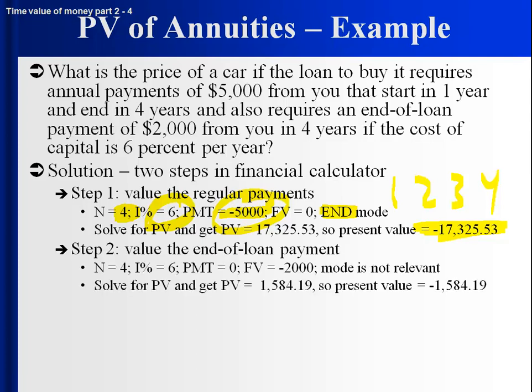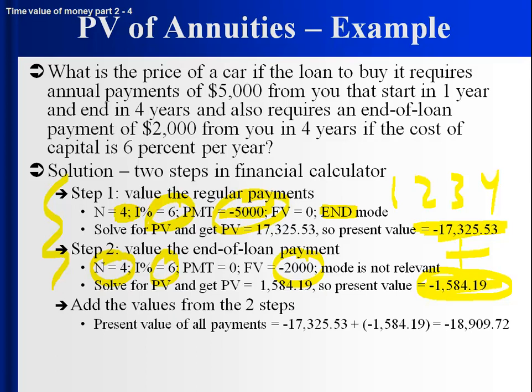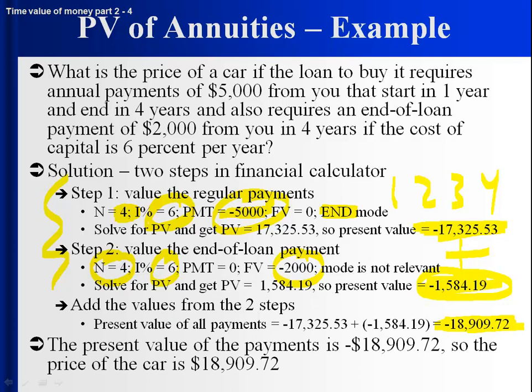But in addition, in 4 years, there's going to be a payment of $2,000, discounted by 6%. And that's equivalent to paying $15,084.19 today. So making all these payments is equivalent to the sum of those two, which is negative $18,909.72. So therefore that's the price of the car. So that's another way to approach it.